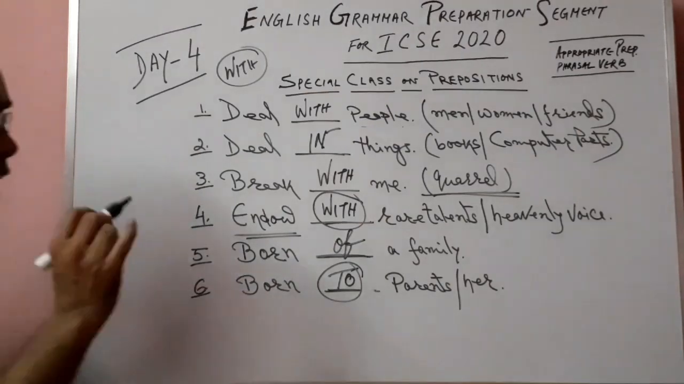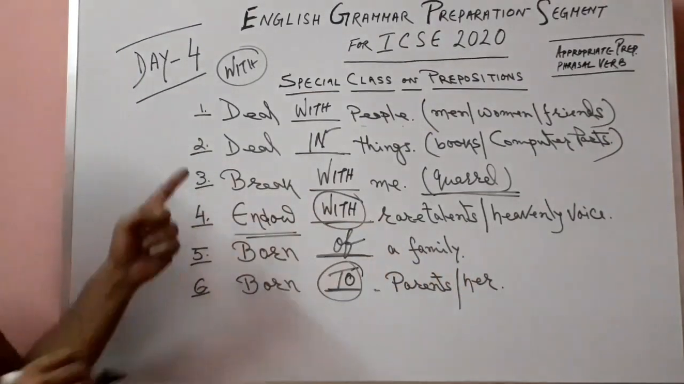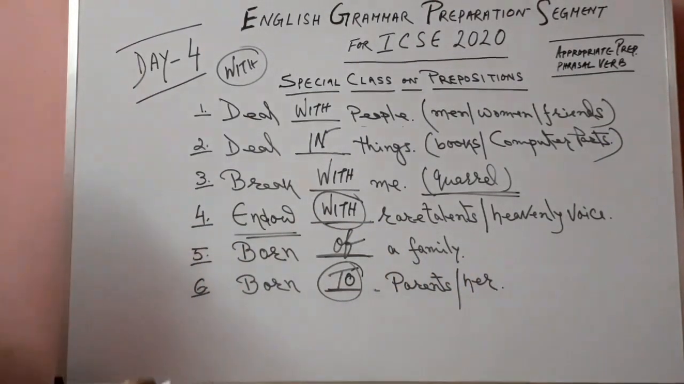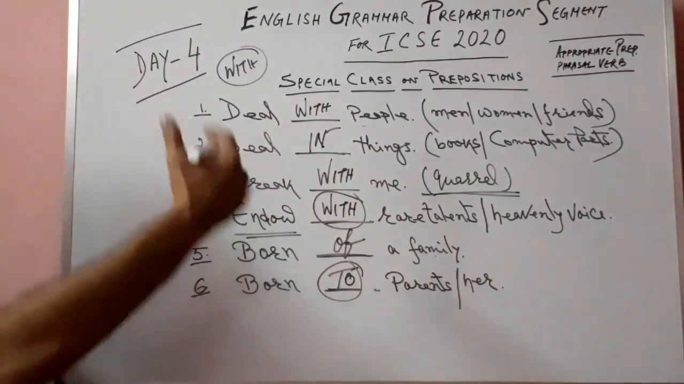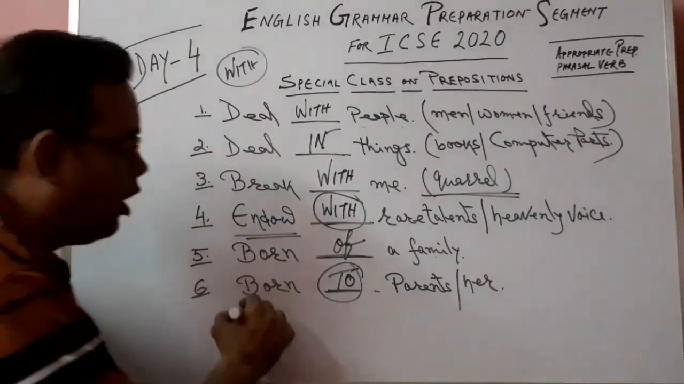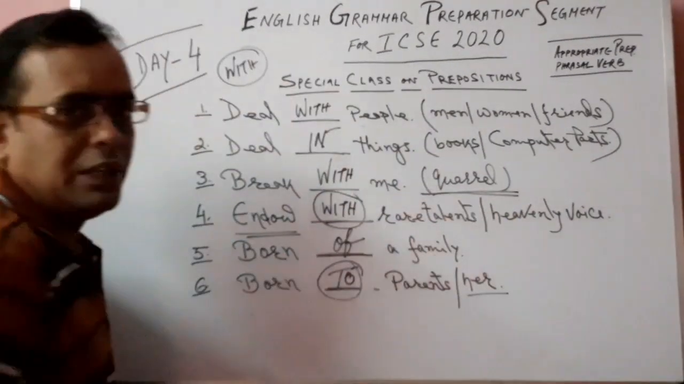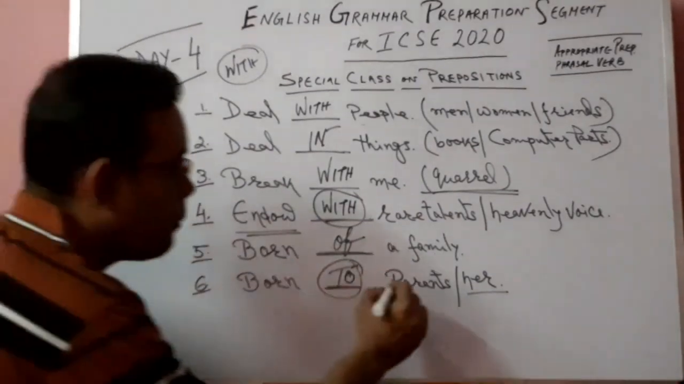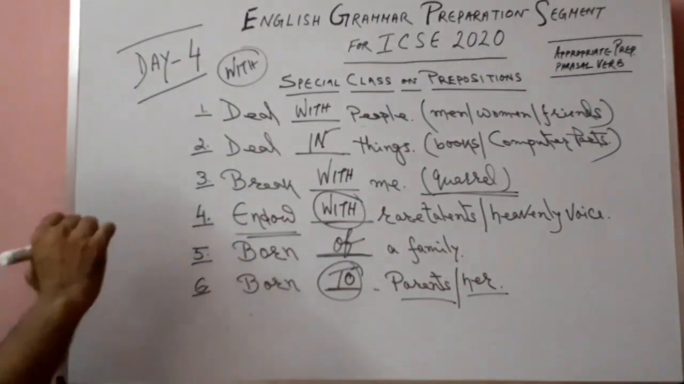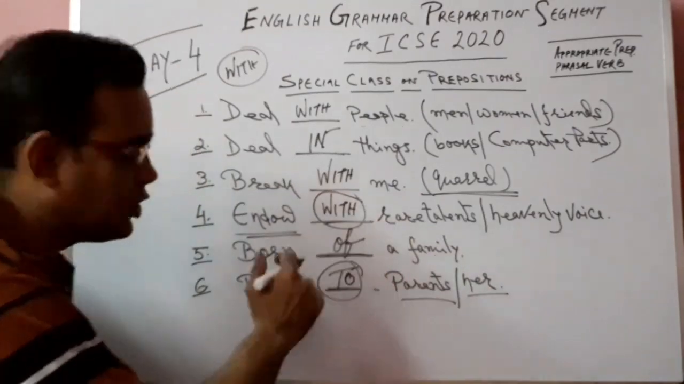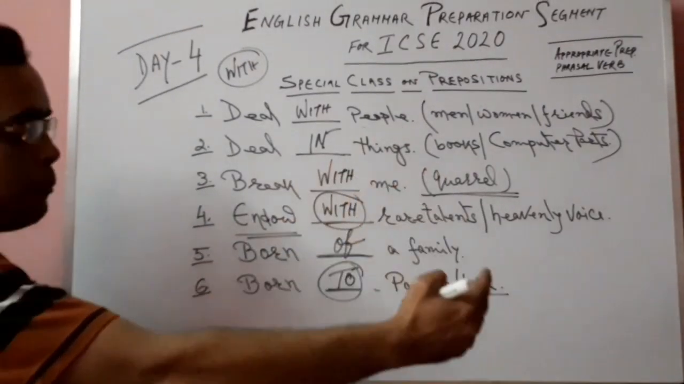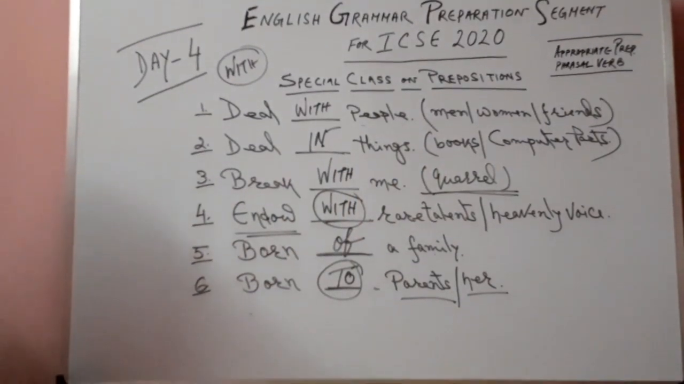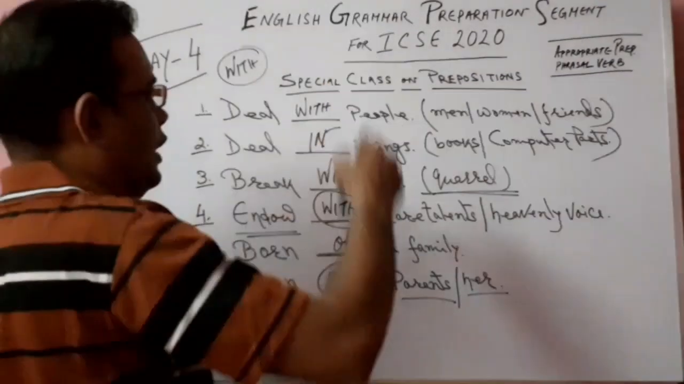I am telling you that you may not get the same sentence, but you must get a common application. After born, family could be there. It could be rich, it could be poor. After born, her could be there. Him could be there. Parents could be there. So the application should be born to her parents, born to her poor mother, like this. So we'll be continuing.